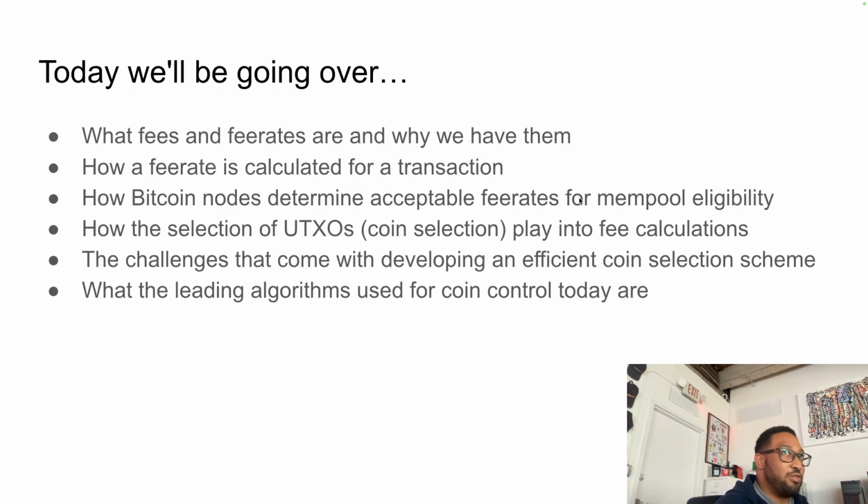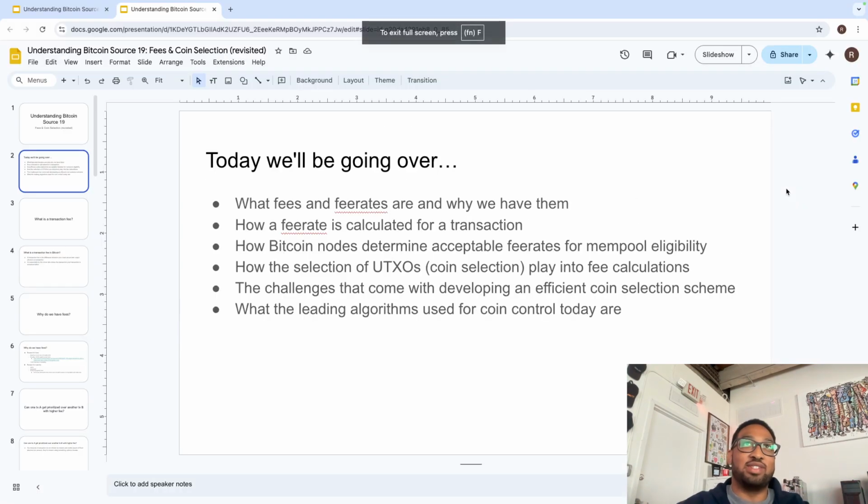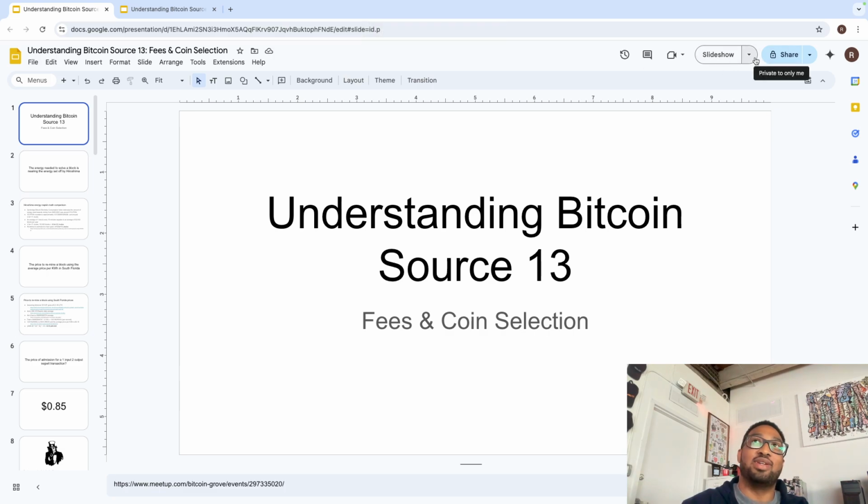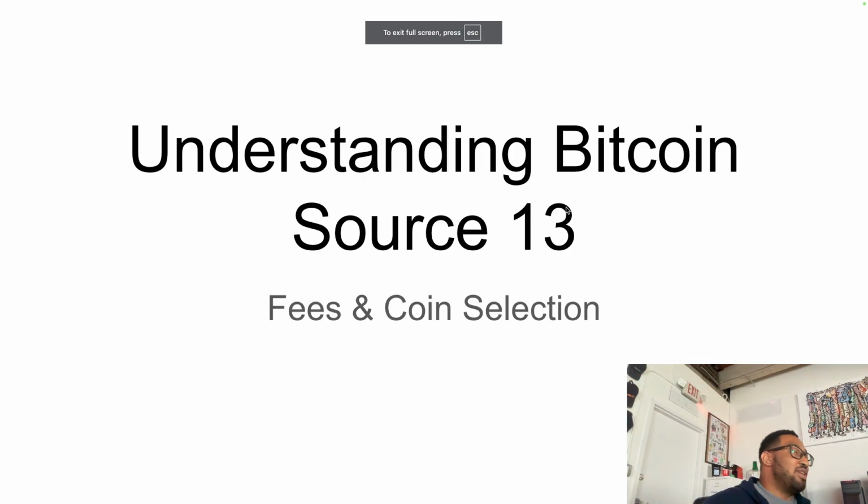So today we will be going over what fees and fee rates are and why we have them, how a fee rate is calculated for a transaction, how Bitcoin nodes determine acceptable fee rates for mempool eligibility, and how the selection of UTXOs plays into fee calculation, as well as some challenges and leading algorithms for coin control, which again I've gone over before. In fact, I have two presentations. This was from the first one, and the diagrams I had weren't very helpful for people. That's why I made the second one.